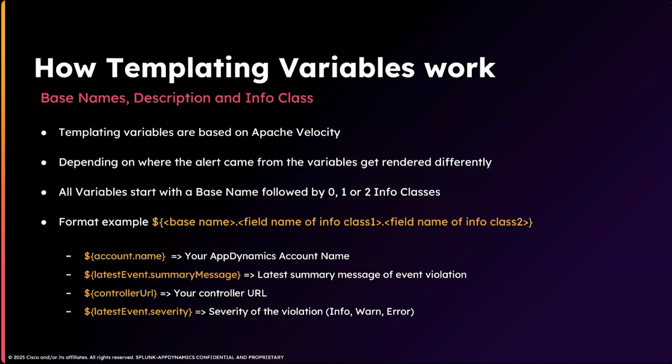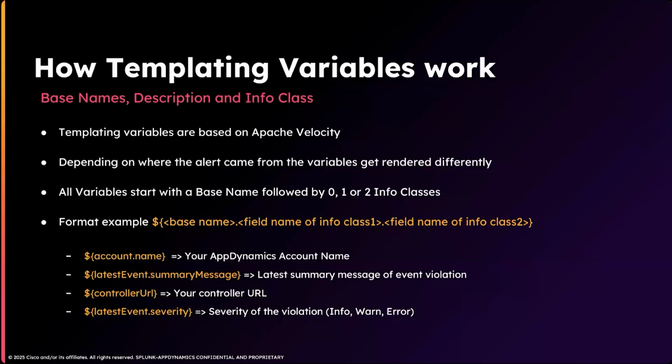The first example is account.name. That's the account name in AppDynamics. The next example is latest event.summary message. This is the summary message of the current event that's violating. The latest event base name is one of the more popular base names used in alerts, so we'll focus on that. Some of the other ones are useful as well.